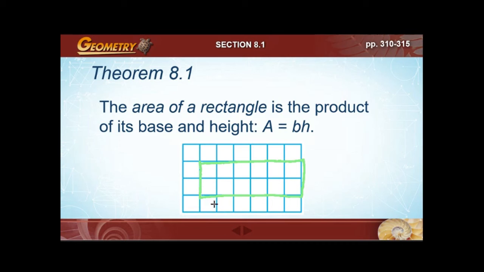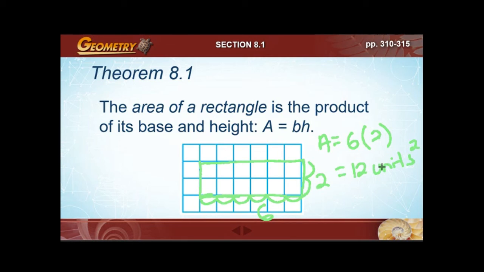Okay. So we're going to take our base, and really it doesn't matter which way you say this is the base, but base actually does mean bottom. So let's see. The length of the base here is 1, 2, 3, 4, 5, 6 units. Let's put a 6 there. And the height, 1, 2, 2. So the area of this rectangle is the base, which is 6, times the height, which is 2. And so that equals 12 units squared.